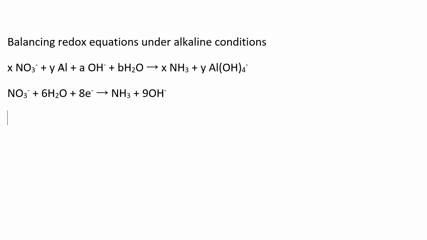Now the other half equation is much more simple. We can see on the left hand side we've got aluminium. Let's copy aluminium there. On the right hand side we've got aluminium in this species, Al(OH)4 minus. Now what's the oxidation state of the aluminium? Well, if you work it out, OH is minus, there are 4 minuses, overall there's 1 minus, so Al is 3 plus. Okay, so the change is Al to Al3 plus, it's an oxidation.